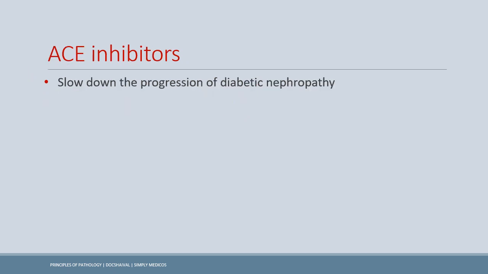The ACE inhibitors are particularly useful for slowing down the progression of diabetic nephropathy. Usually these patients also have hypertension, so we are sort of killing two birds with one arrow.